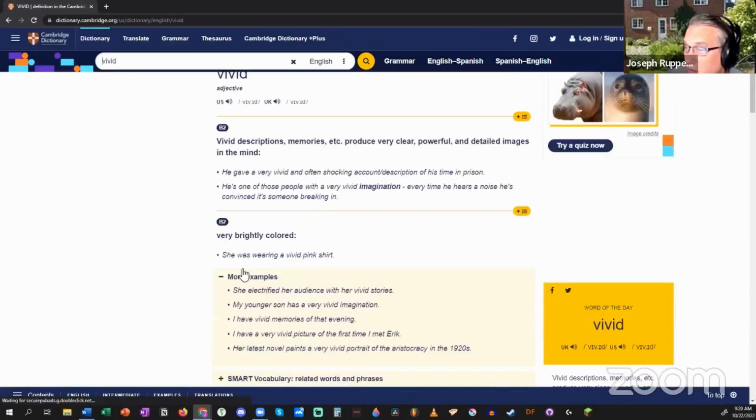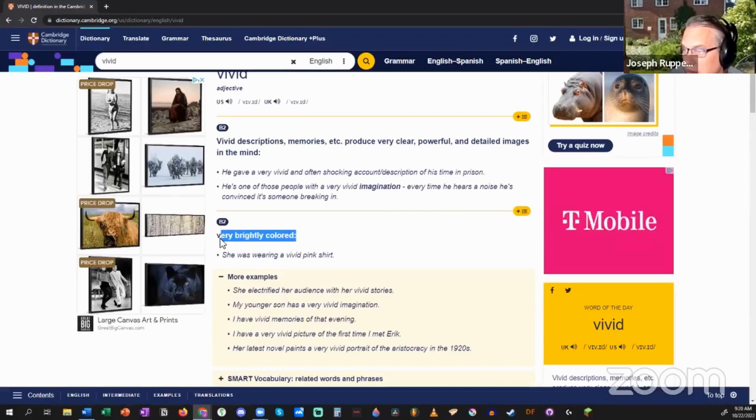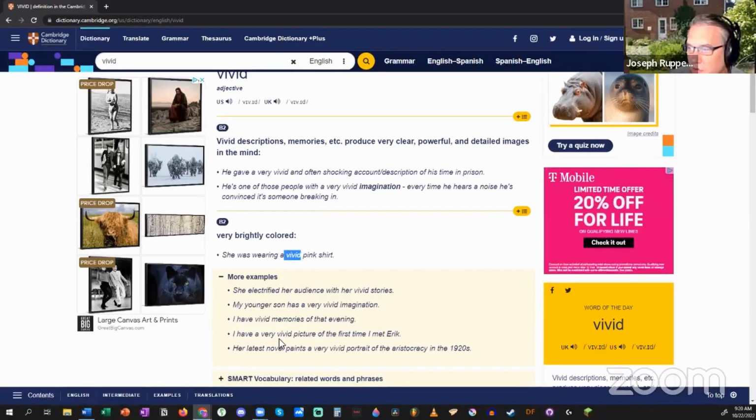So vivid, well, let's see. We can use brightly colored. She was wearing a vivid pink skirt. Could I put vibrant here? Yes, I would say you could absolutely put vibrant there. She was wearing a vibrant pink skirt. In that situation, very brightly colored, vivid and vibrant, very close.